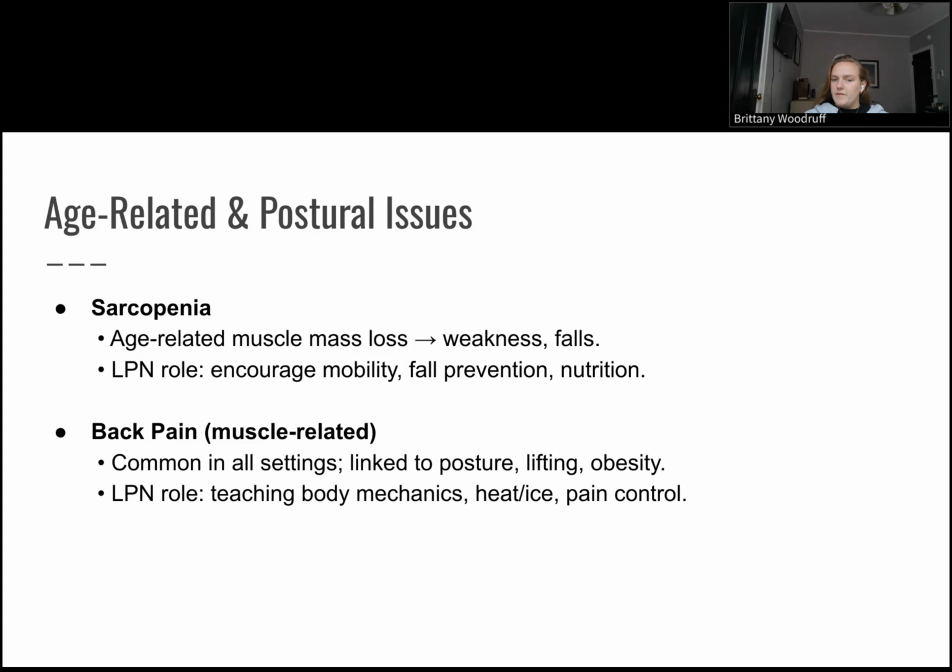Back pain. Very common in all settings. So you can sit wrong, you can sleep wrong, you can walk wrong, whatever it might be. You lift something wrong, it can cause back pain. So as LPNs, you want to be educating people on body mechanics, like lifting something with your knees as opposed to lifting something with your lower back, right? Using heat and ice in order to calm that back pain down, okay? And pain control, so administering NSAIDs and whatnot.